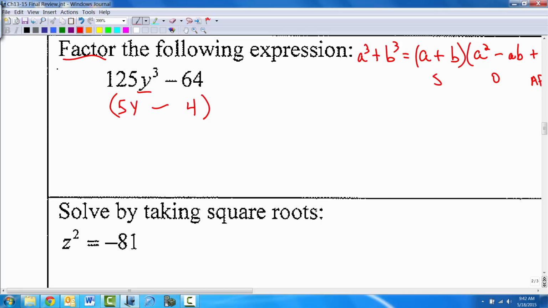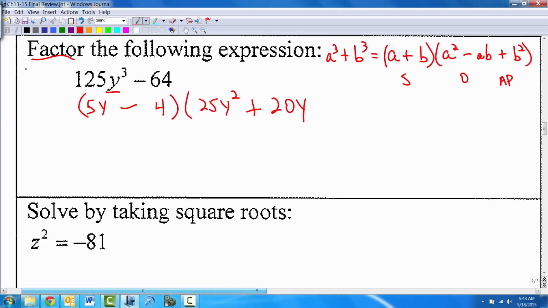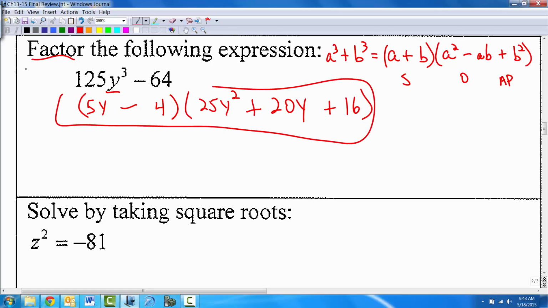Perfect cube of this, same. Perfect cube of this. Next, this is squared. You have to square the 5 as well. So 25y squared goes here. Opposite. And then what goes here? These two multiplied together. 20y. And then what goes at the end? I cut it off a little bit here, but b squared. So 16. And always positive. Same, opposite, always positive. This is the factored form of this.